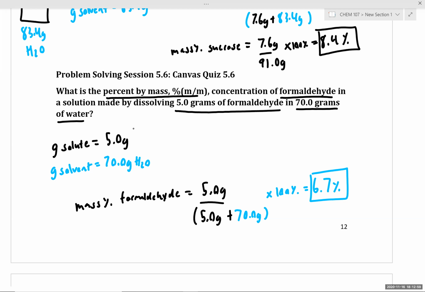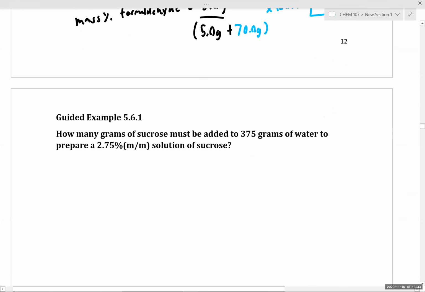Does that idea make sense to everyone? Professor, how did you get 6.7 like that? Because when we take 5 over 75, you get as a raw number output from your calculator 6.66. Now, since our inputs have two sig figs, we have to round our output to two significant figures. Does that make sense? Okay, thank you. Perfect. So let's keep going now.